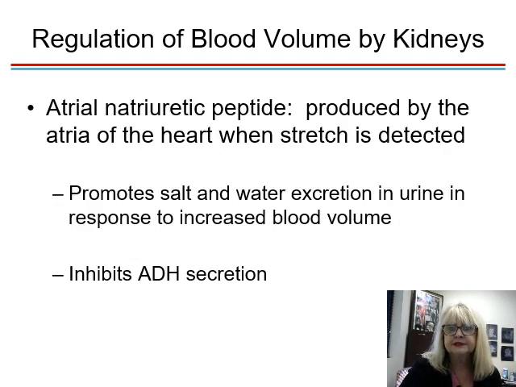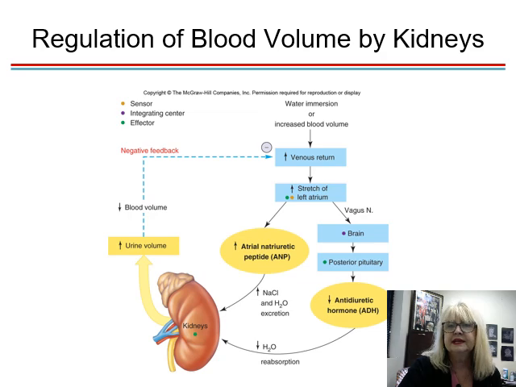The atrial natriuretic peptide is produced by the atria of the heart when stretch is detected. It promotes salt and water excretion in urine, and this is in response to increased blood flow, and it inhibits the ADH secretion. So this is the negative feedback correction of increased venous return.